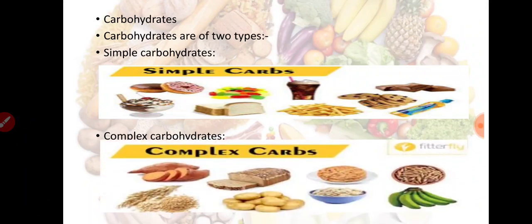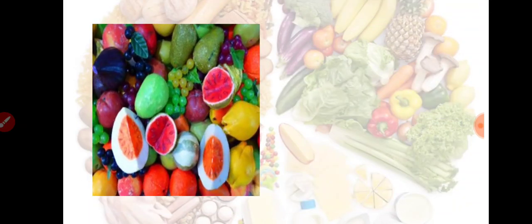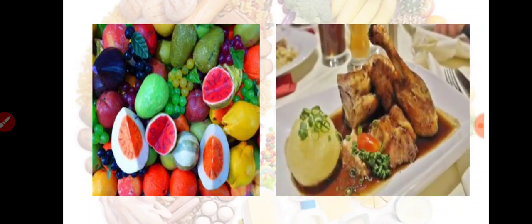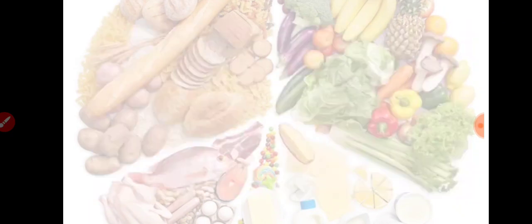Whereas the complex carbohydrates are starches, which contain various types of sugar molecules combined chemically to form glycogen. They are a good source of vitamins and fibers. These carbohydrates are found in breads, cereals, vegetables, dal, rajma, etc. Here we can see the picture of simple and complex carbohydrates.